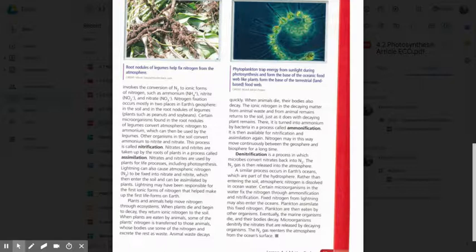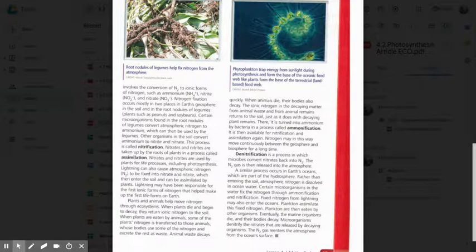Lightning can also cause atmospheric nitrogen, or N2, to be fixed into nitrate and nitrite, which then enter the soil and can be assimilated by plants. Lightning may have been responsible for the first ionic forms of nitrogen that may help make up the first life forms on Earth.